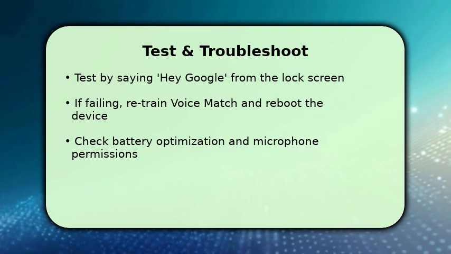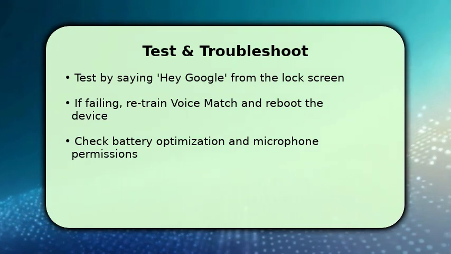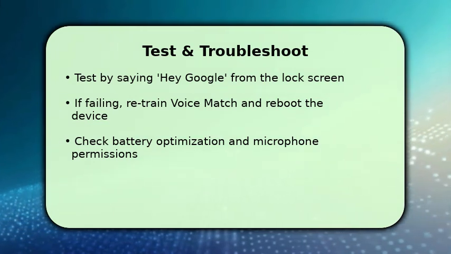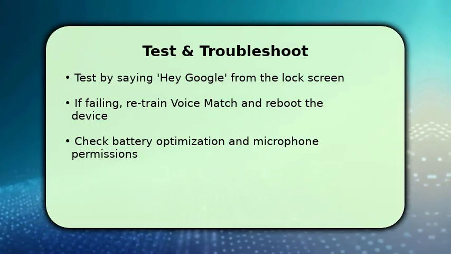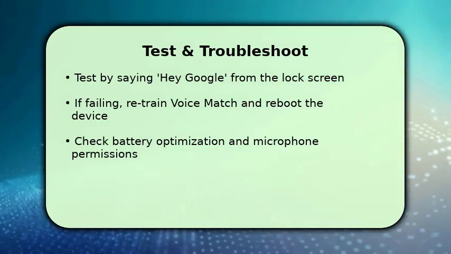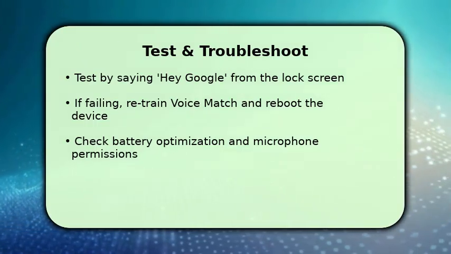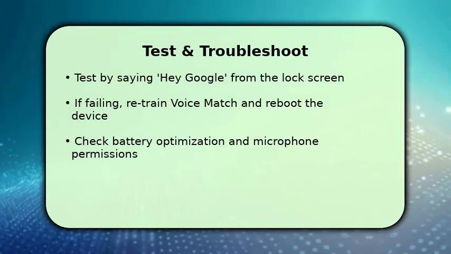Finish by testing. Lock the phone and say Hey Google clearly. If Assistant answers, you're done. If it doesn't, recheck voice match training and toggle lock screen permissions off and on, then restart the phone. That often resolves permission glitches.